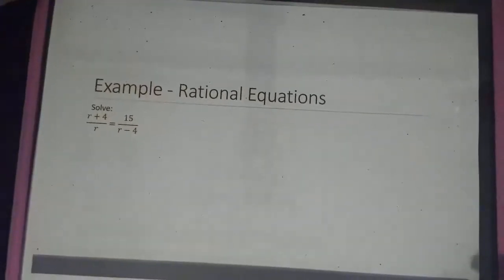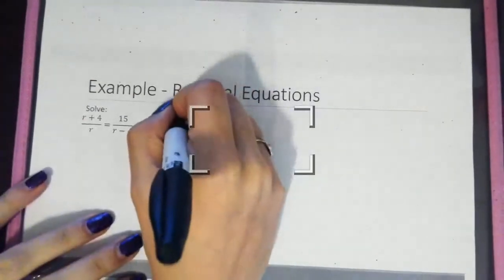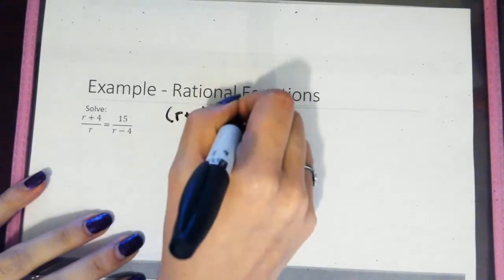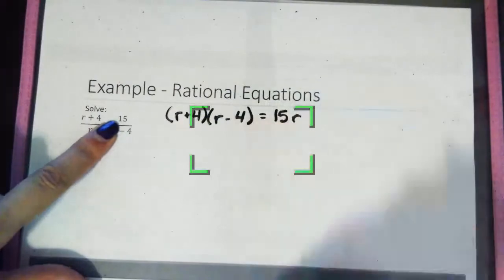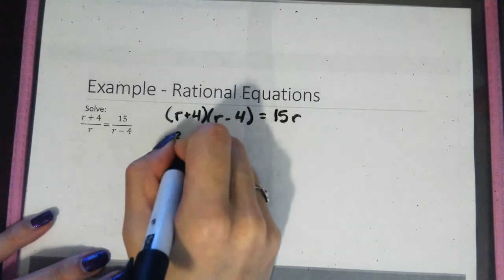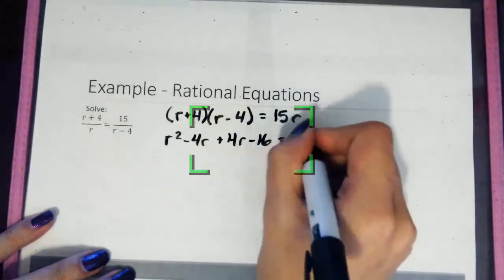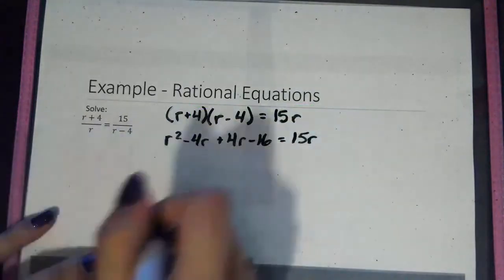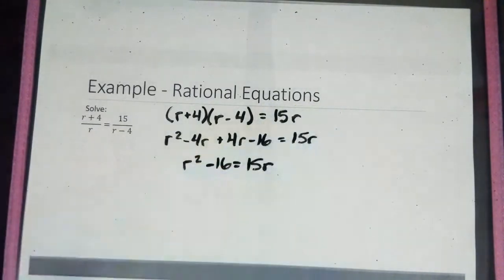Let's check out a real fraction equals fraction. So we have r plus 4 over r is equal to 15 over r minus 4. I'm going to cross multiply. So I'll have r plus 4 times r minus 4 is equal to r times 15, which is 15r. I need to FOIL the left-hand side. That'll give me r squared minus 4r plus 4r minus 16 is equal to 15r. Combining my like terms, that's r squared minus 16 equals 15r.